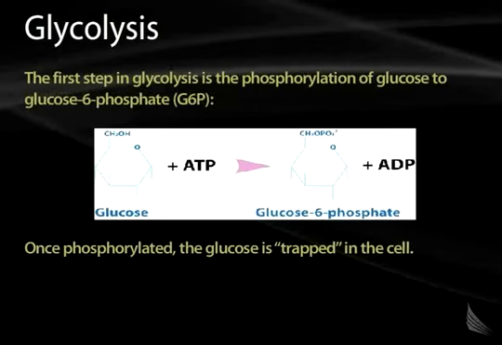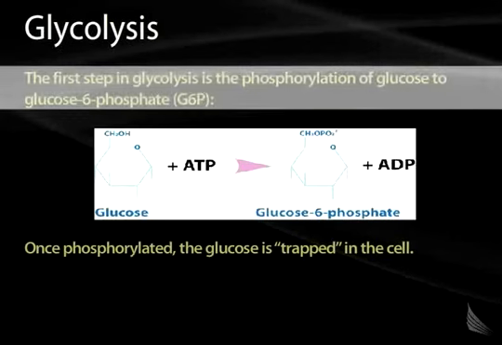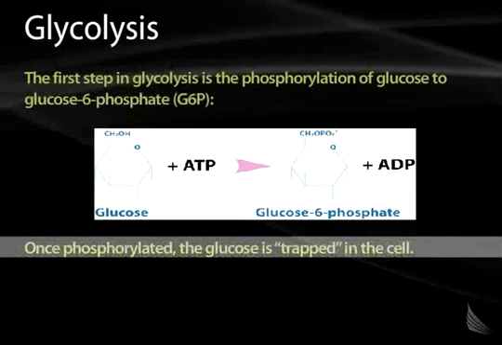Now, once we've transported glucose into the cells, the first step in glycolysis is the phosphorylation of glucose to glucose 6-phosphate. Once it's phosphorylated, then the glucose is trapped in the cell. It can't be transported back into the serum. Now, this is the first and most important regulated step in glycolysis.